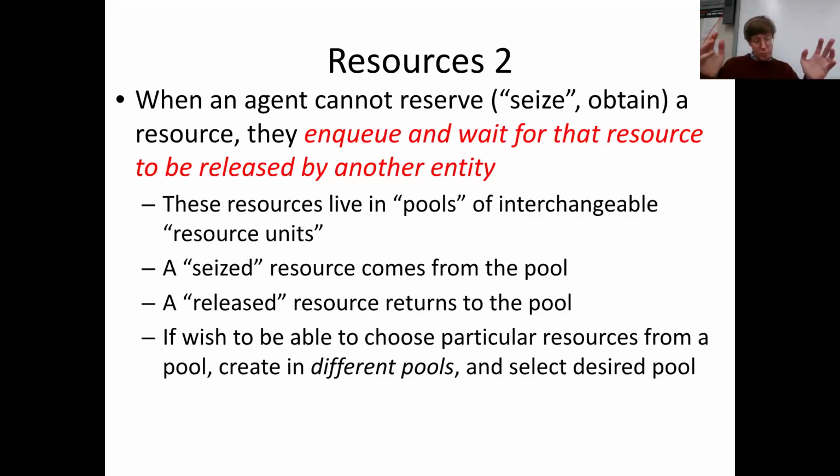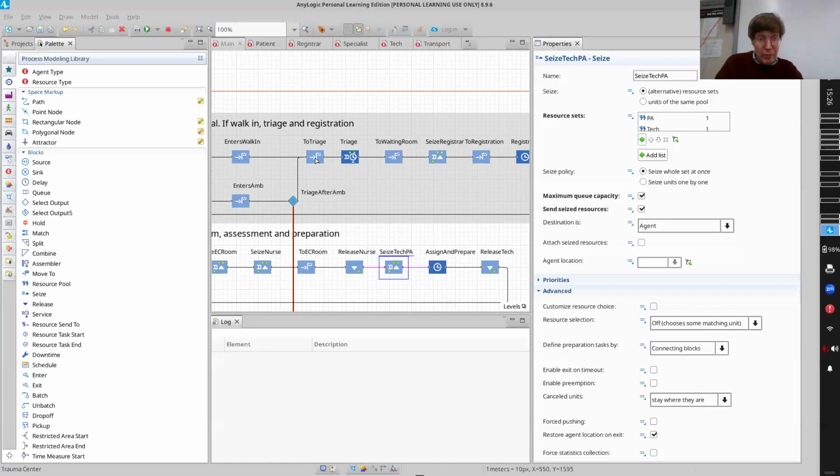So I'm awaiting this, trying to seize one. In order to do that, I may wait. I will wait often. And then when that's available, it'll be allocated to me and I will proceed. So once this registrar is available, I proceed to registration. Once the technician and physician assistant are both available, I'll go and be worked up.